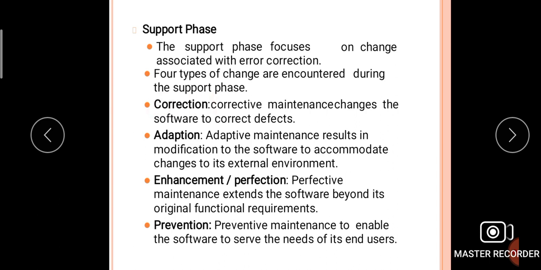So correction is corrective maintenance, which changes the software to correct defects. Adaptive maintenance results in modification of the software to accommodate changes to its external environment. Enhancement and perfection: perfective maintenance extends the software beyond its original functional requirements. And preventive maintenance enables the software to serve the needs of its end users. So the four types of changes encountered during the support phase are correction, adaptation, enhancement, which we can also call perfection, and prevention.